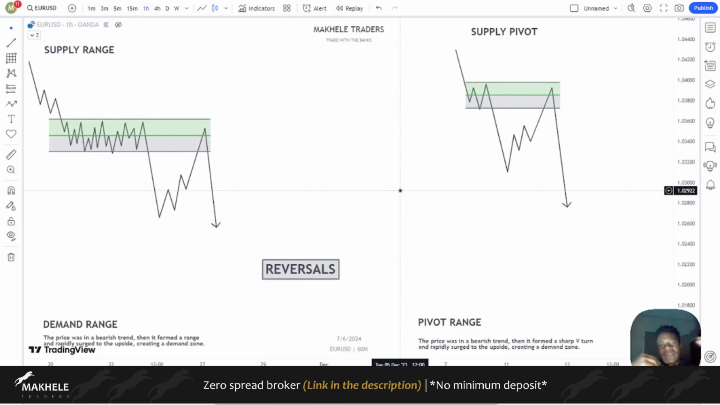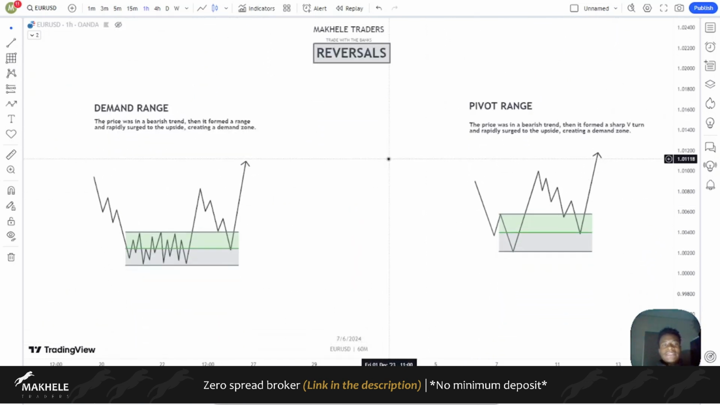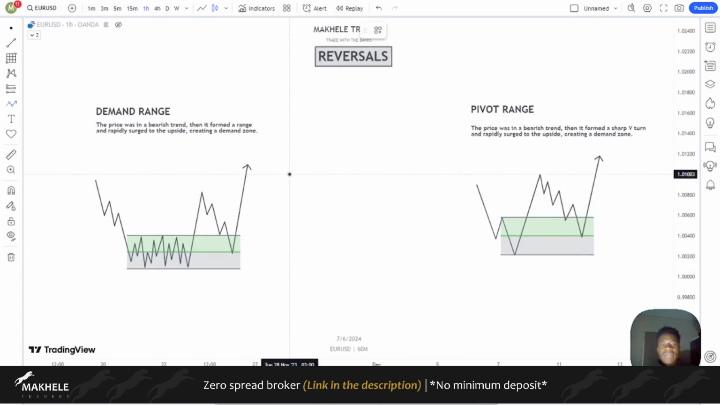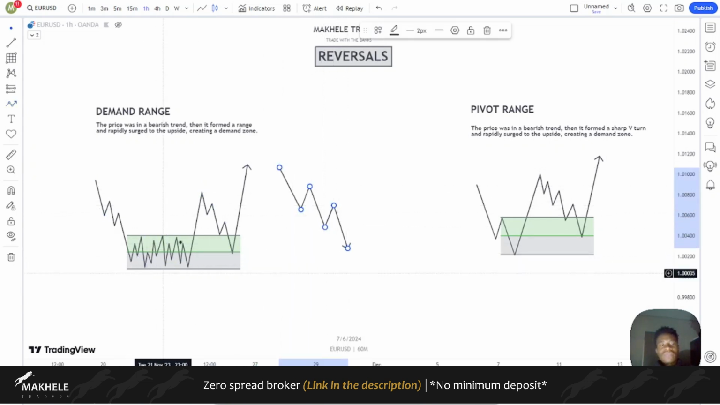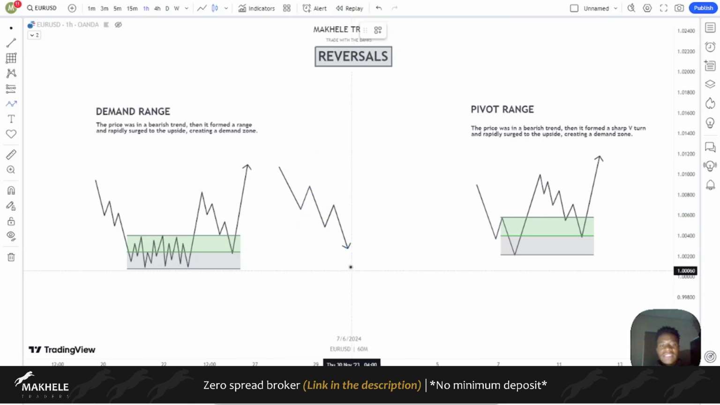How do we spot market reversals? Let's begin. So in this case, how do we see a demand zone being generated in a bearish trend? I hope it makes sense. How do we see a demand zone printed in a bearish trend? So if we look to the left, let me just annotate here. Price was in a bearish trend like this. Then there's a zone where price will generate a range like this, to start ranging.